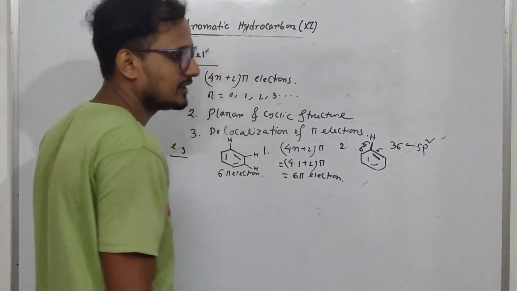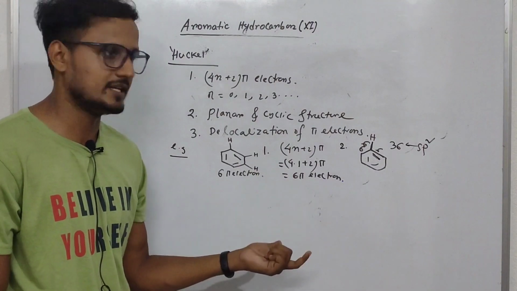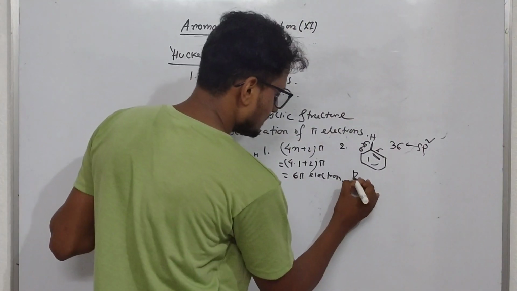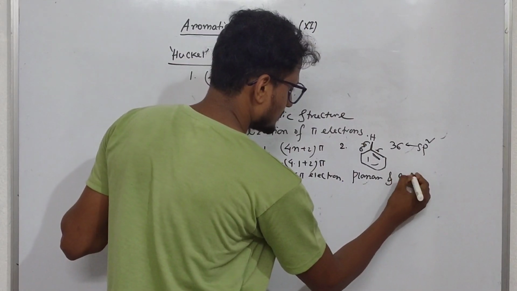So when a compound has carbons that are sp2 hybridized, it is planar in nature. So this benzene is planar, and we say cyclic also.